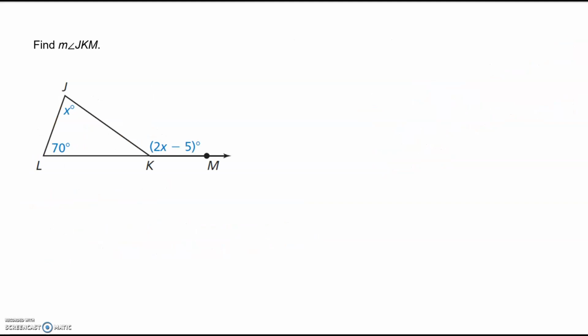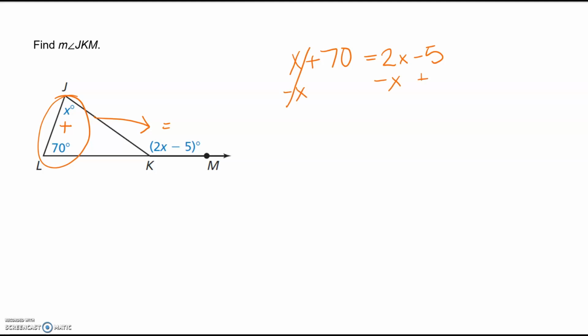Okay, and the last one for today is our exterior angle theorem. That says that these two angles added together should equal this one on the outside. So exterior angle theorem says the sum of the two non-adjacent angles is equal to the exterior angle. So I'm going to set it up: x plus 70 equals 2x minus 5.